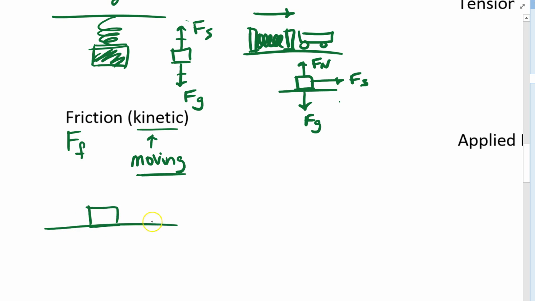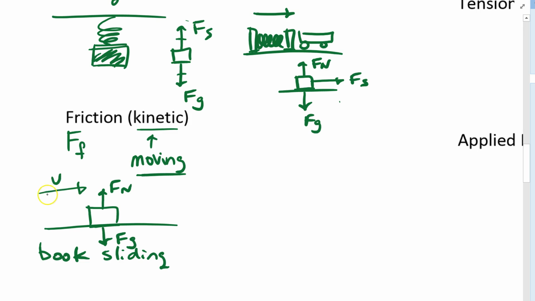Let's say there is a book that's sliding along a surface. Let's consider all the forces acting on it. We're going to have a force of gravity downwards and a normal force upwards. The arrow to the right is not a force arrow, that's just how it's moving, so I'm putting V for velocity. The direction of kinetic friction always opposes that motion. So if this object is sliding to the right, there's going to be a force of friction to the left.